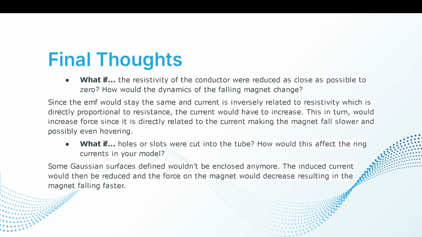Now, if there were holes in the tube, however, this would disrupt a lot of the Gaussian surfaces, and the induced current would be greatly reduced. That would reduce the force, allowing the magnet to fall faster.